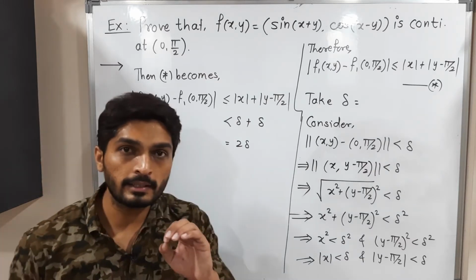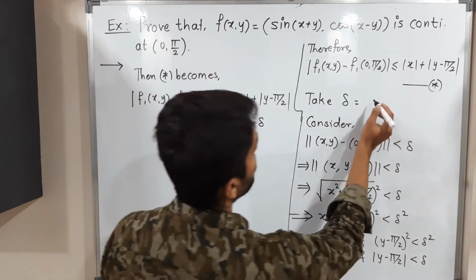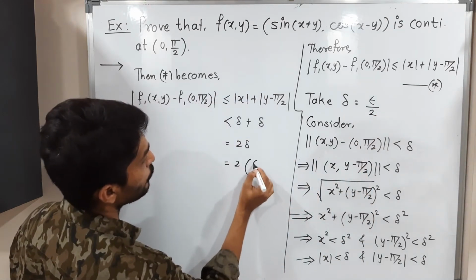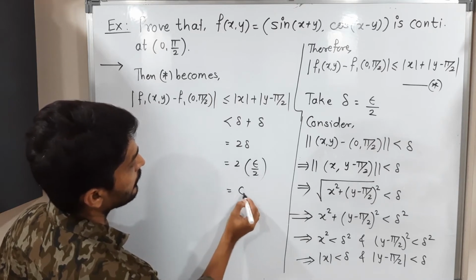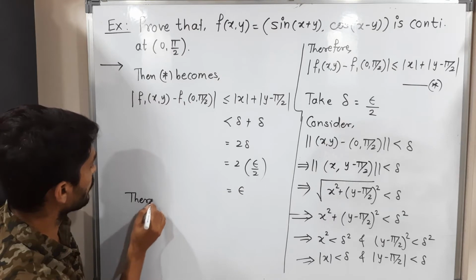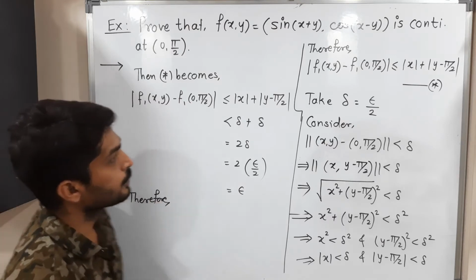Actually we want less than epsilon, so our choice of delta should be epsilon by 2. So this is equal to 2 epsilon by 2. The 2 cancels and we will have epsilon, right? So therefore I can conclude. So therefore we started with which thing? We started with this thing.